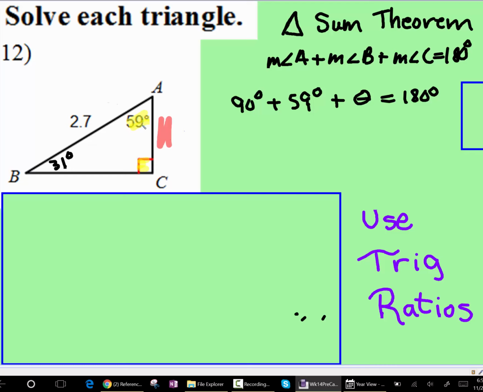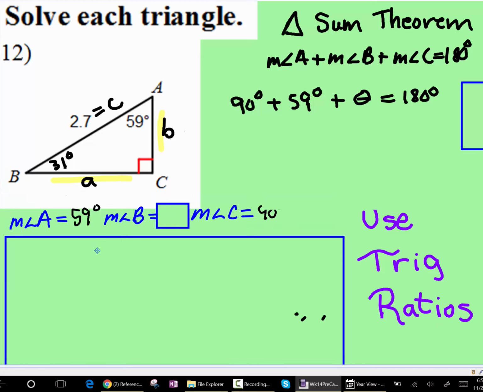All right, so now that we know that, what do we have? We have angle measures, and we have one side. We need to know these other two missing sides. The side opposite angle A is lowercase a. The side opposite angle B is lowercase b, and this is lowercase c. Notice side lengths are always lowercase, and angle vertices are always capital letters. Hopefully you remember that from geometry, but if not, okay, we can use trig ratios, and that's what we're going to do.